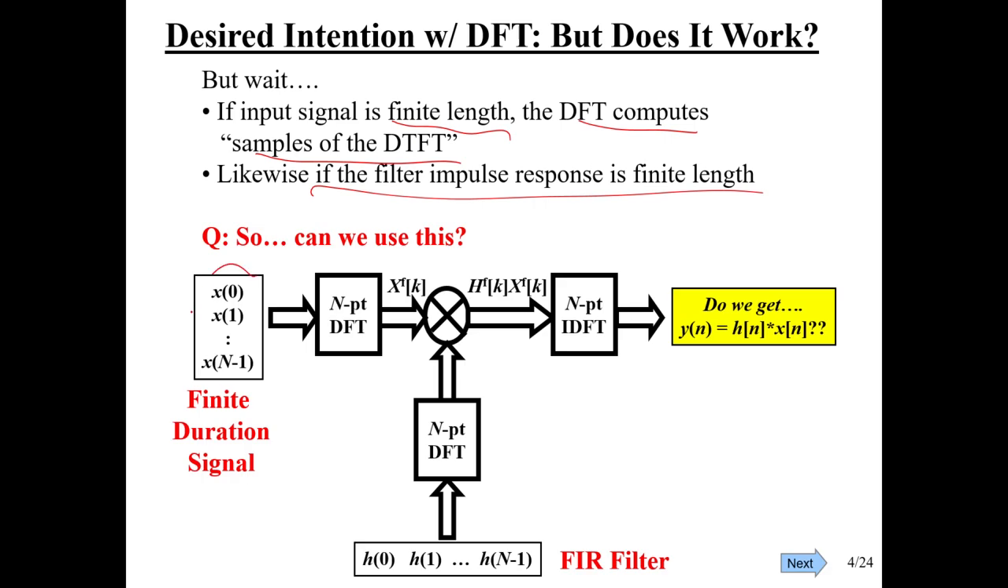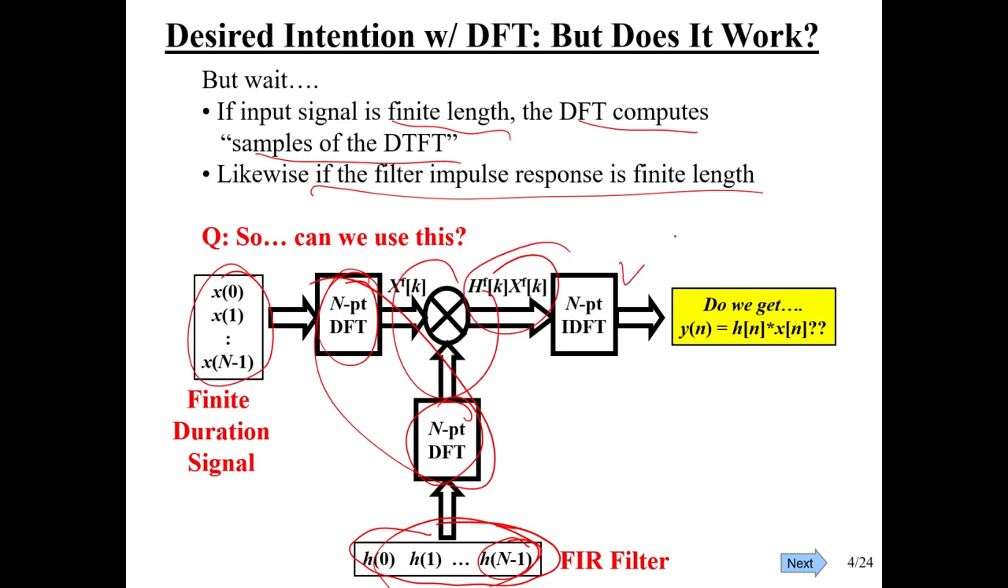Take our signal, N length, compute an N-point DFT, take our filter. If it's not N length, we would zero pad it out to N length. Do an N-point DFT. Now those two FFTs have to be the same length so that we can get two things that multiply point by point. Then we do an N-point inverse DFT, and the question is, do we get the convolution that we want? That's a question I'm asking.